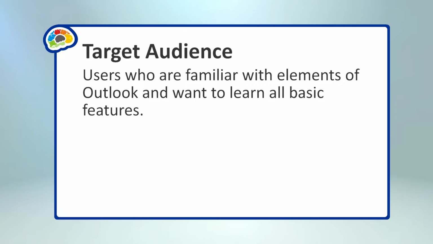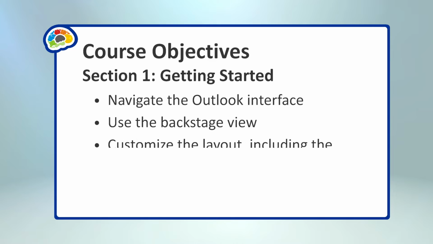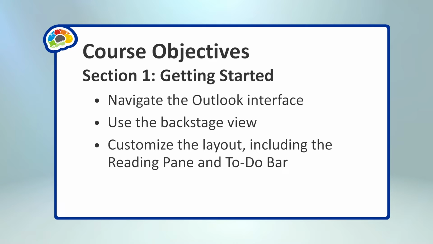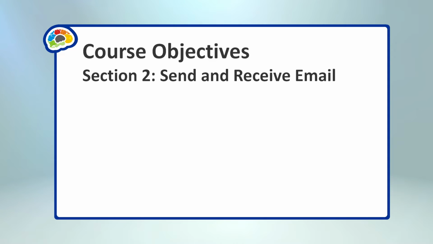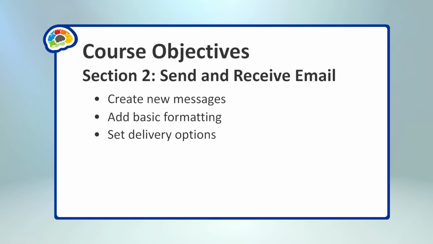This course is intended for users who may be familiar with Outlook, but want to have a solid understanding of how to use all the basic features. We'll start with navigating the Outlook interface, using the Backstage area, and customizing the layout, including the reading pane and the to-do bar. Next, we'll look at multiple ways to create new messages, add basic formatting, and set delivery options.